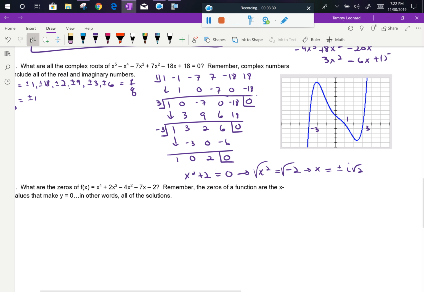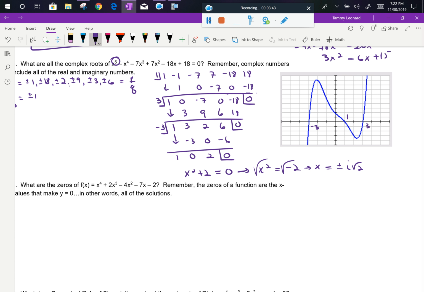So we do in fact have 5 solutions, just as we might expect. So we've got x equals plus or minus i root 2, as well as the 1, the 3, and the -3 that we found through our work.